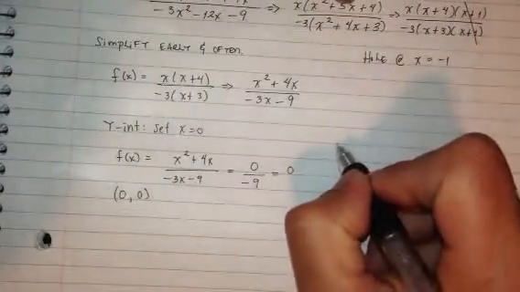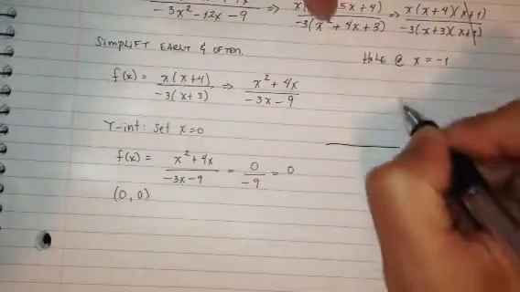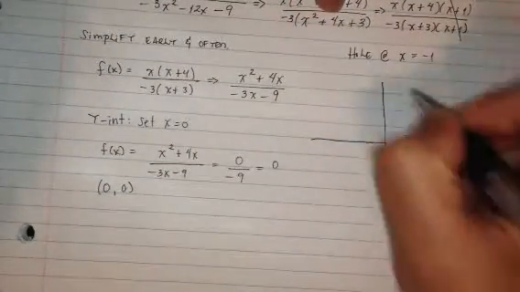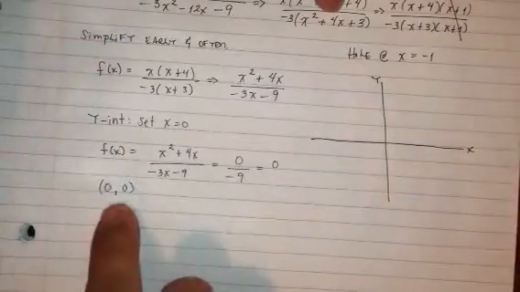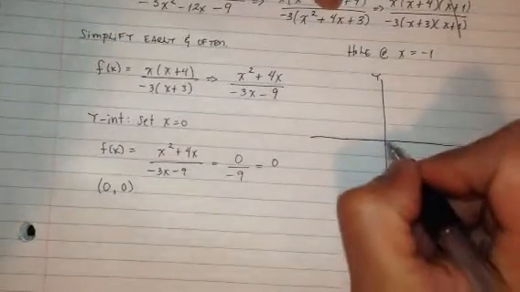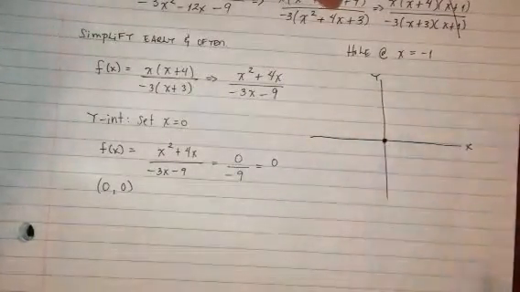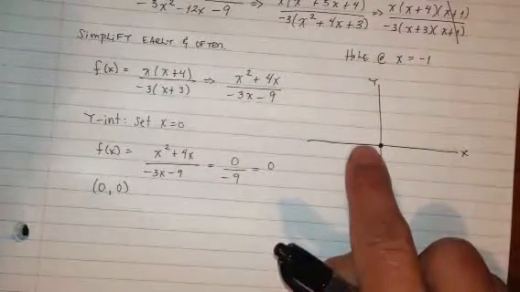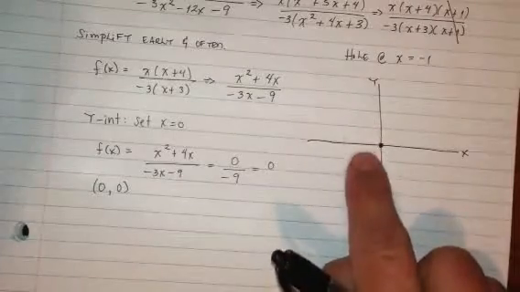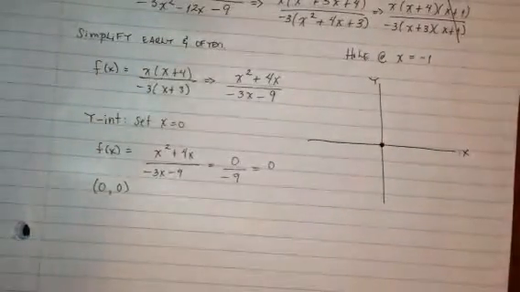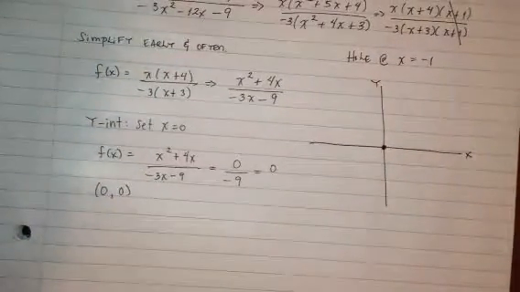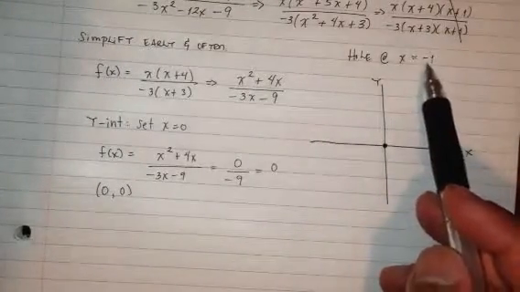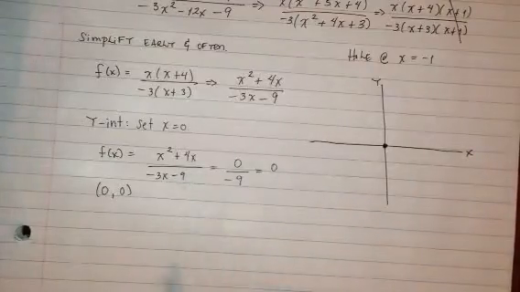So let me start sketching it. I have my x-axis and my y-axis. I know we have a point of reference, (0, 0), right there. Now, at x equals -1, I'm going to have a hole, but I don't know exactly where that's at, so I'm just going to leave it for right now. I can figure it out by plugging this into here, but I'm going to leave that for later.